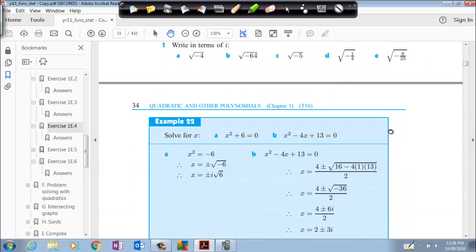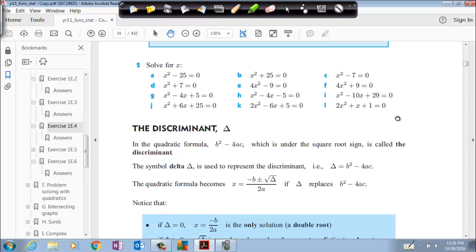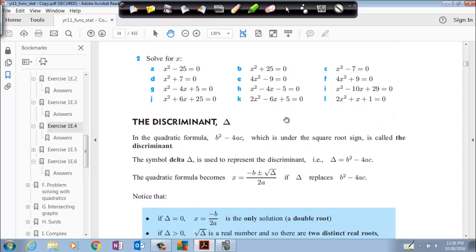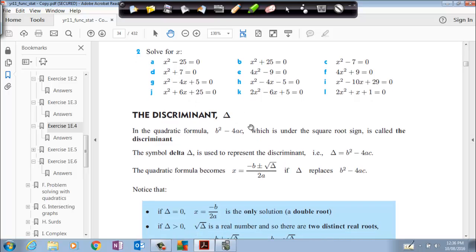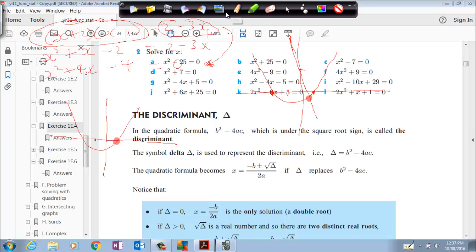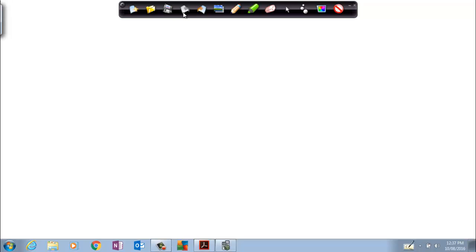So as an example, we'll do 1e5 2. I'll go down to j. We can get another practice at doing the quadratic formula. So x squared plus 6x plus 25. X squared plus 6x plus 25.